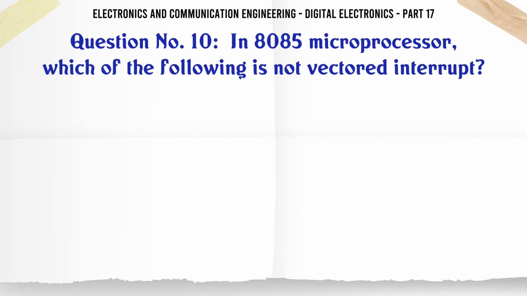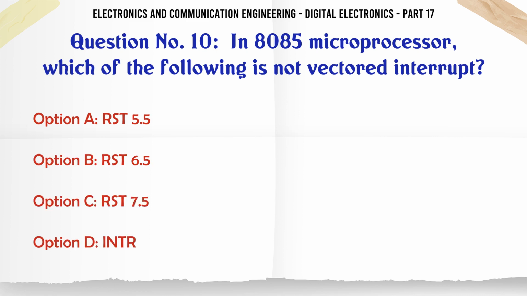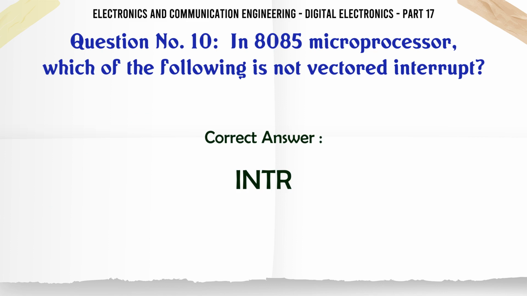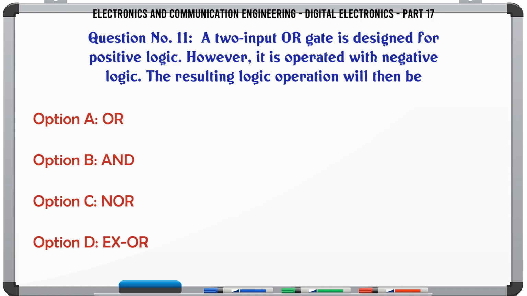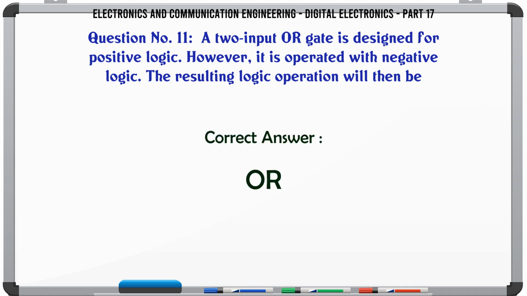In 8085 microprocessor, which of the following is not a vectored interrupt? A. RST 5.5, B. RST 6.5, C. RST 7.5, D. INTR. The correct answer is INTR. A 2-input OR gate is designed for positive logic. However, it is operated with negative logic. The resulting logic operation will then be: A. OR, B. AND, C. NOR, D. XOR. The correct answer is OR.